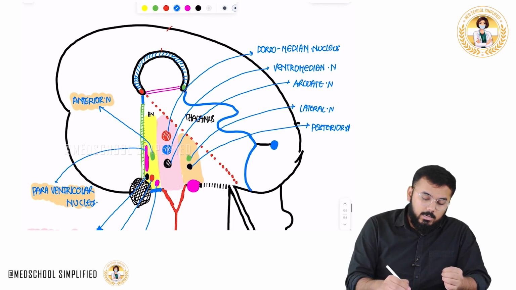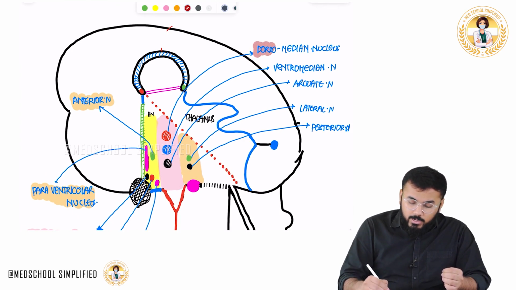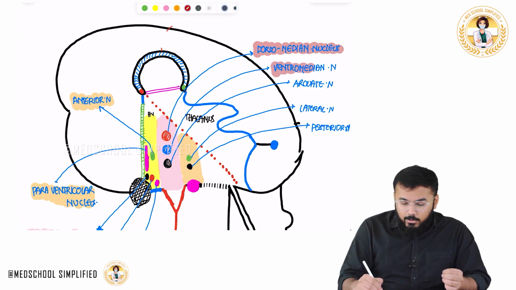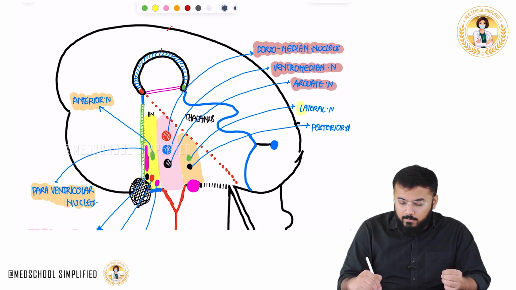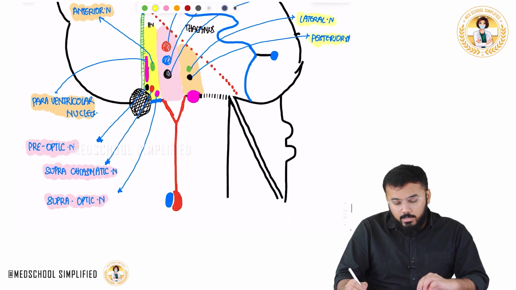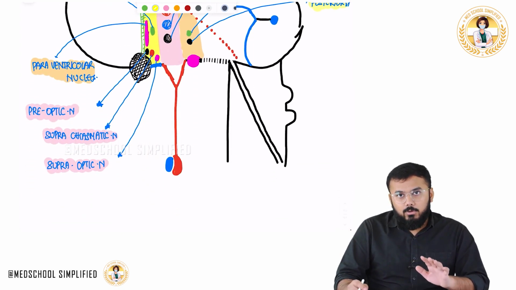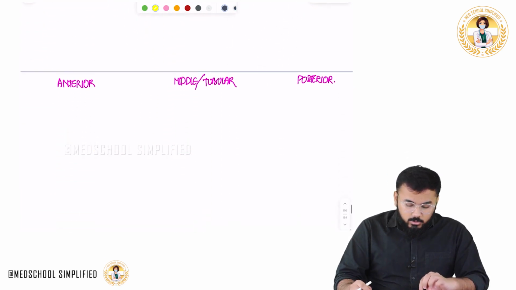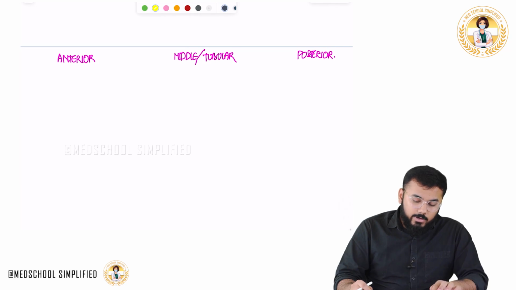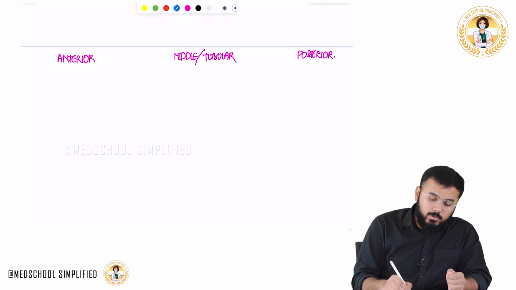So let us just read out what the medial nuclei are here. One nucleus we have got is the dorsomedian nucleus, the ventromedian nucleus, and also the arcuate nucleus. Next, the nuclei which are located posteriorly: one is called the lateral nucleus, another one is called the posterior nucleus. So in this way, we covered all the different nuclei which are located within the hypothalamus. Okay. So let us write it down. What are the different nuclei that are located in the hypothalamus?